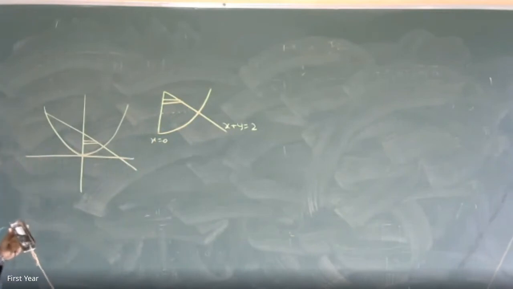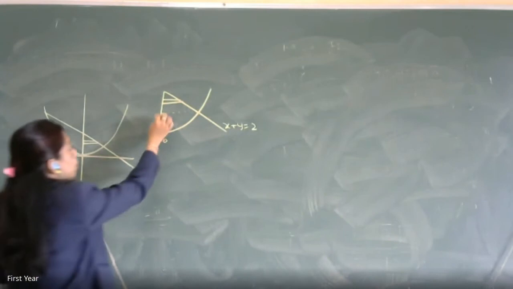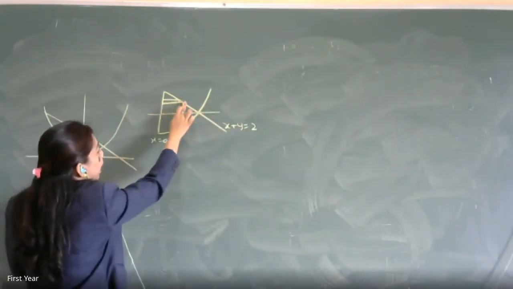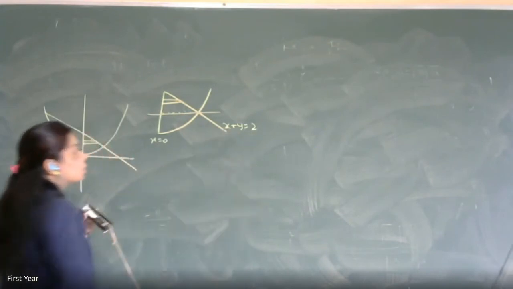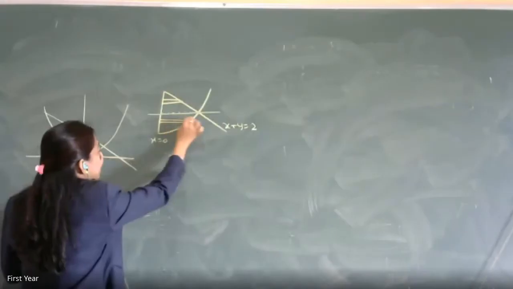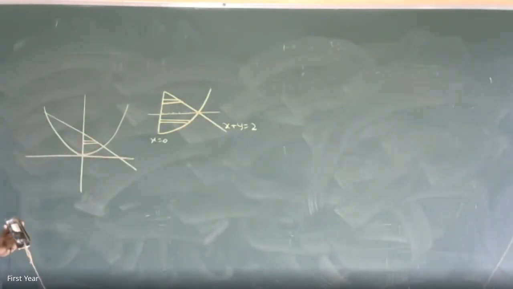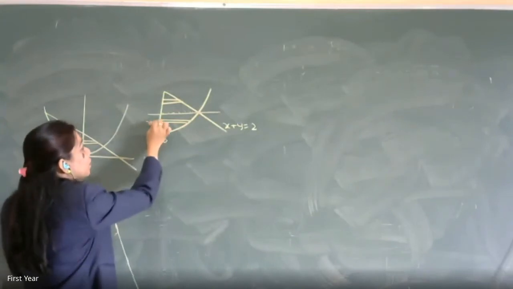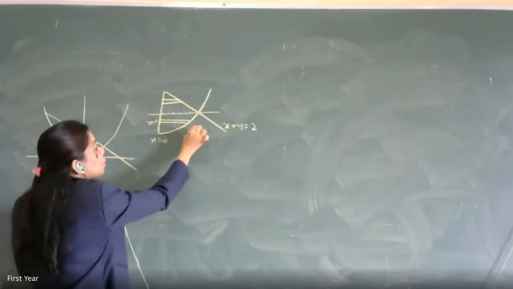If I take the horizontal strip, correct? There is no problem with this center point. It will be on this line x is equal to 0 and on this line x is equal to 2 minus y. But when we come to the point where it breaks and take it down, the limit changes here. Lower limit is x is equal to 0, but upper limit is x is equal to root y.